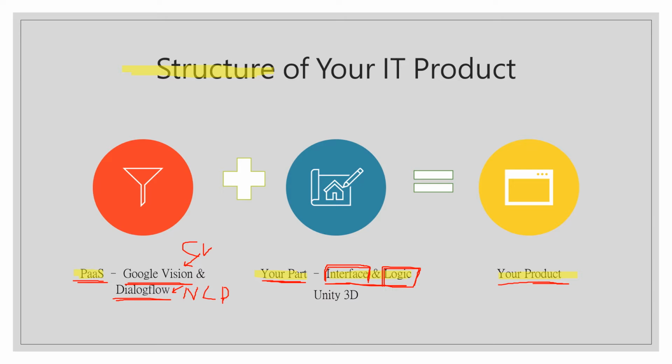Interface also includes, for example, if you are using image recognition, you use the camera to capture the image input and then process and return the output. Okay, logic, that means the flow of your game. So interface and logic together is not only about the graphics, it's not only about the buttons. It also contains lots of things about event-driven programming, about how you handle the input.